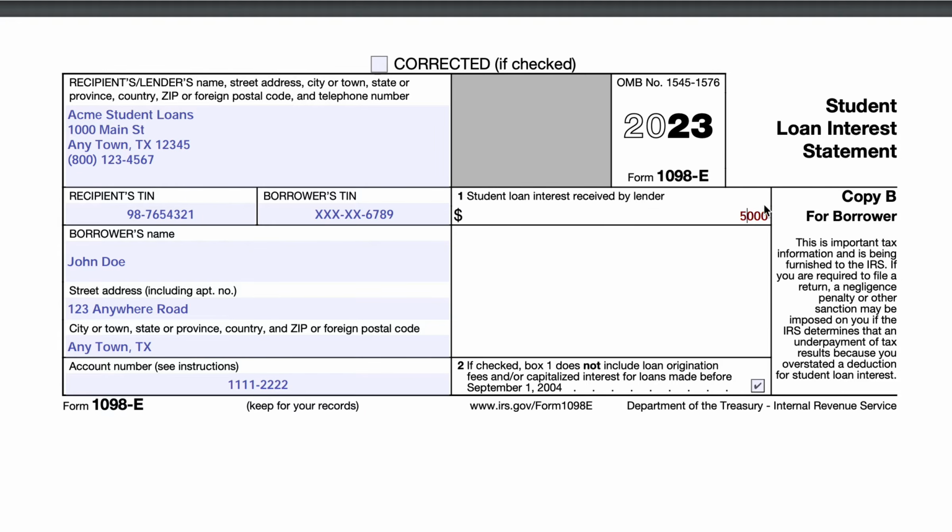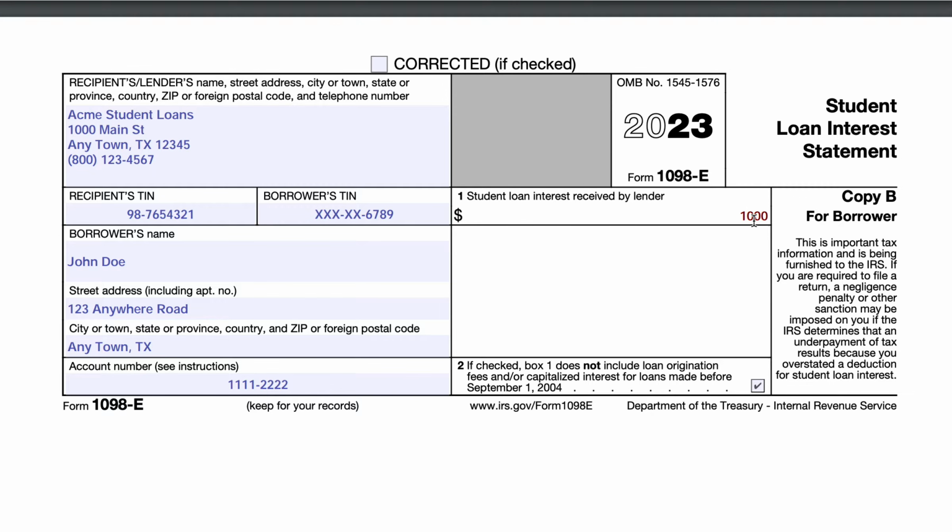However, if this amount was $1,000 and then you look through your loan statements and you discover that you paid $100 worth of loan origination fees throughout the year, and you had $500 worth of capitalized interest on a loan that was accumulating before you started making debt payments, then this is not an accurate reflection of your deduction. So we do cover a little bit more detail on how to do this.